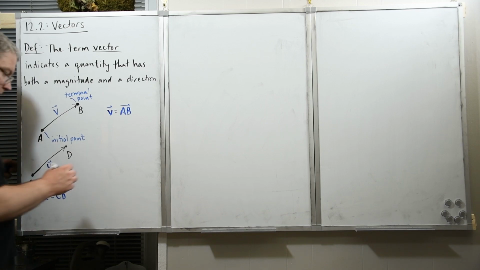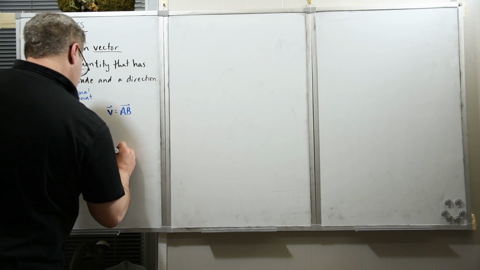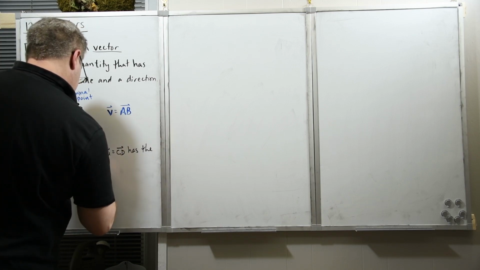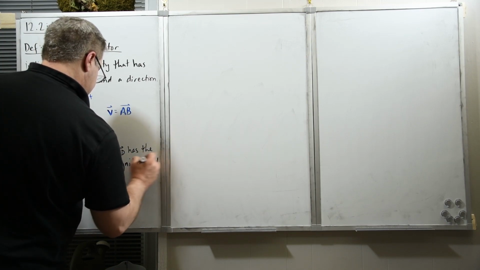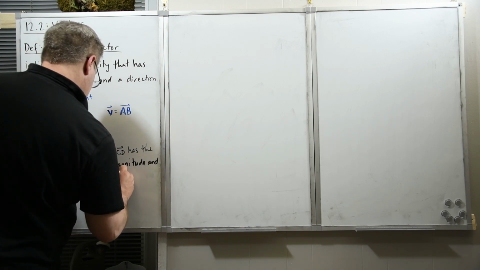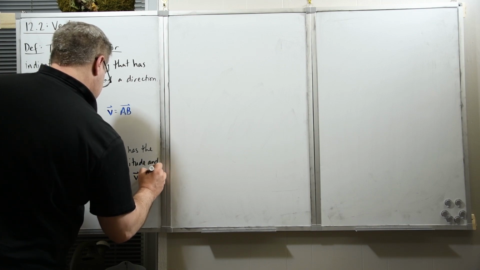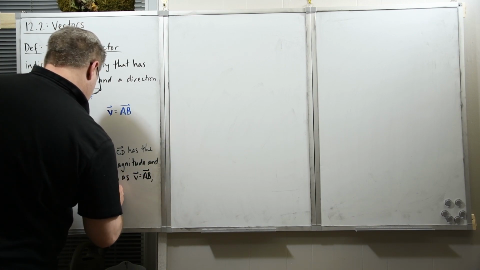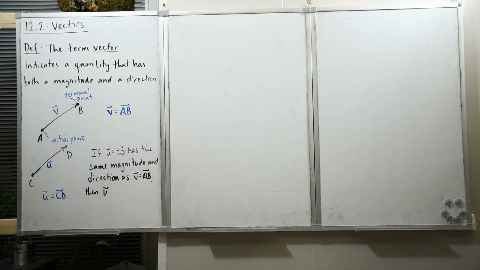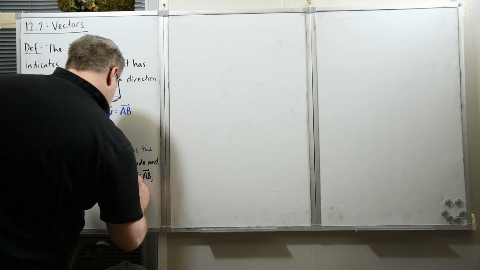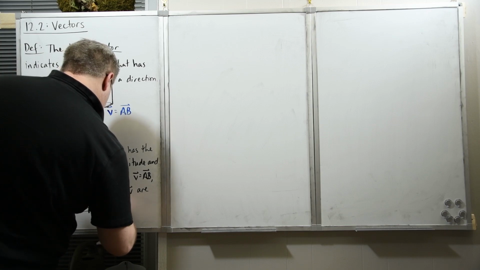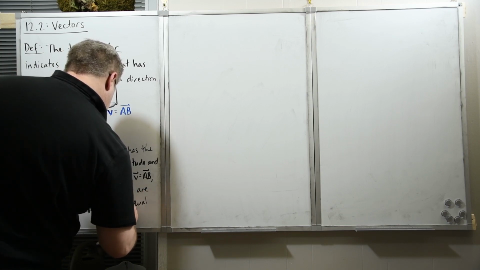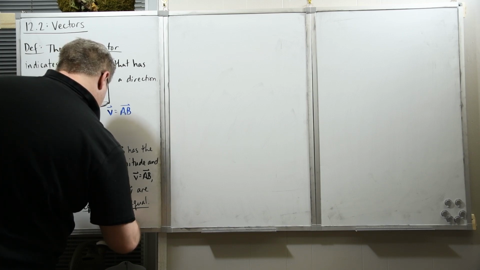So once again, if u has the same magnitude and direction as v, then u and v are equivalent or equal. And we would say that u equals v.